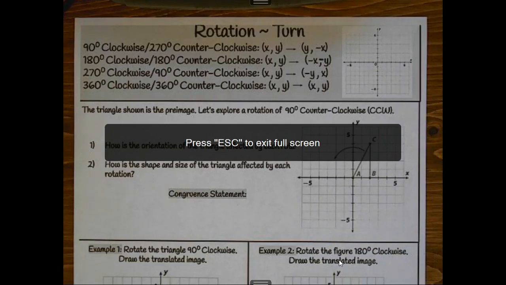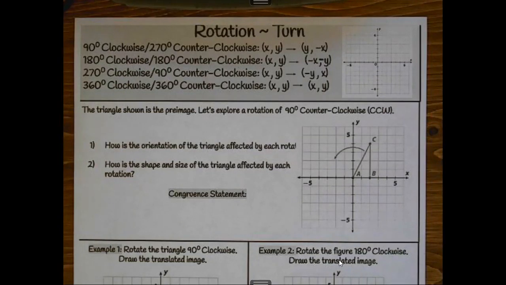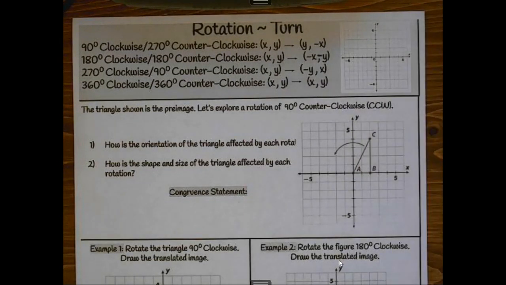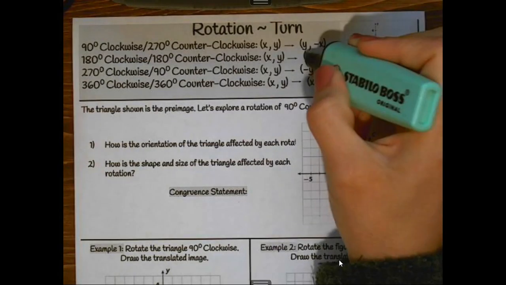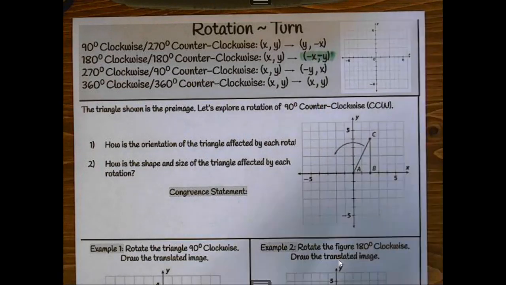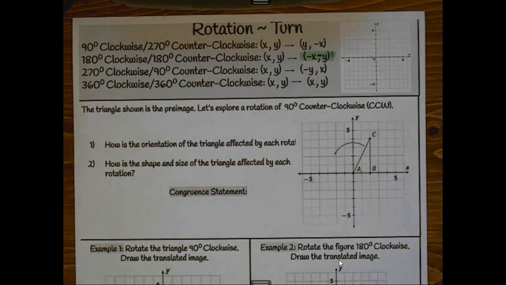All right, so we're going to talk about our third transformation, which is rotation. I do want you to make a correction here for 180 degrees clockwise and counterclockwise. There's an error. It should be both x and y are the inverse. So when you do a rotation, you really have to know about the quadrants.